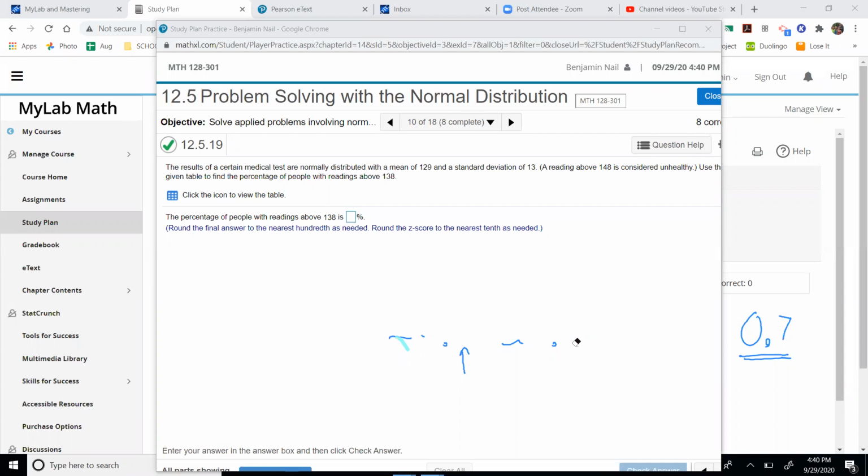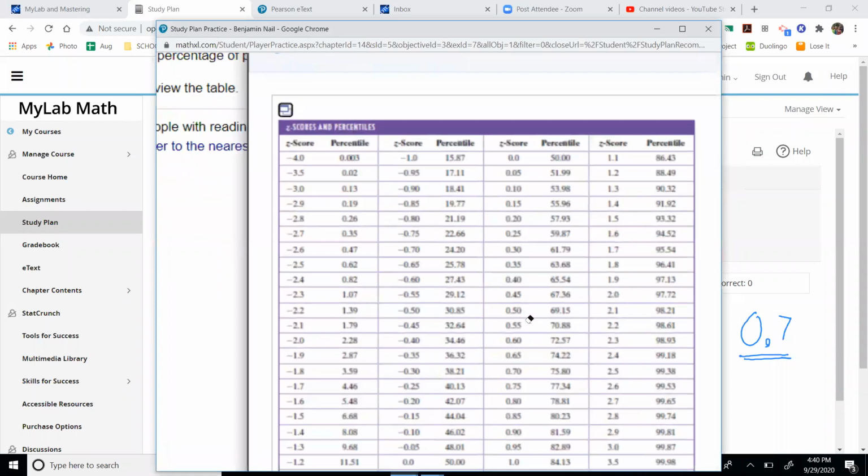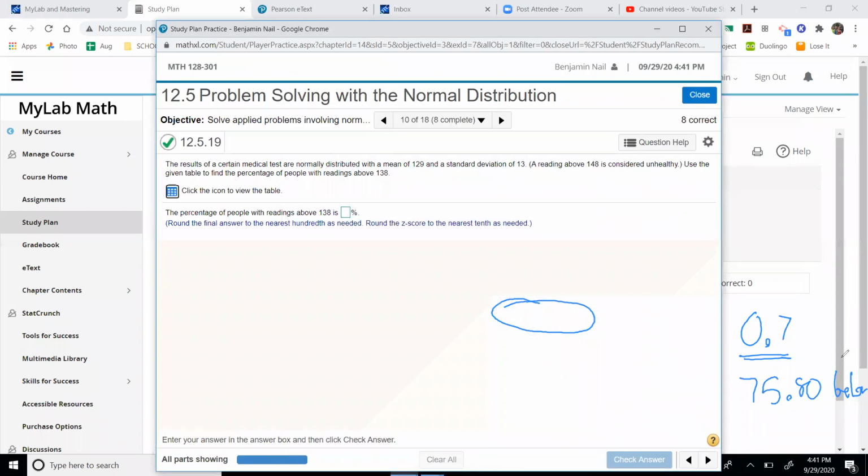Then if I pull up the data, we can find that particular z-score. A z-score of 0.7 is right here, and that correlates to a percentile of 75.80. Again, percentile is the percentage of items that would be below. That's going to be important because they didn't specifically ask for below in this particular problem. Pay attention: the percentage of people with readings above that 138.